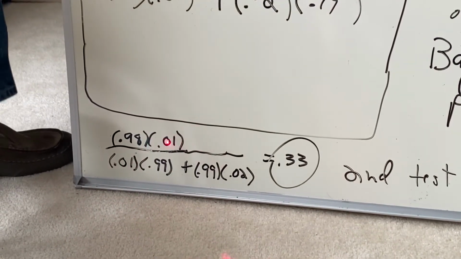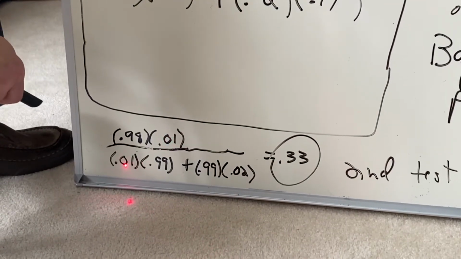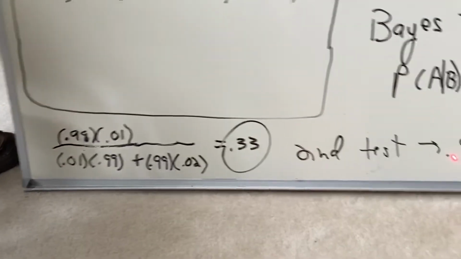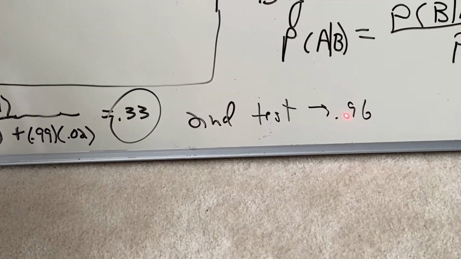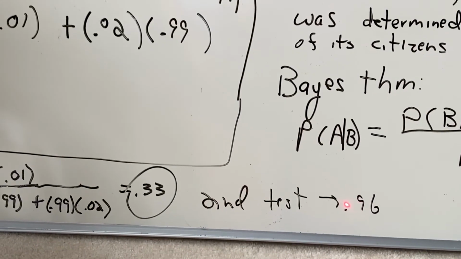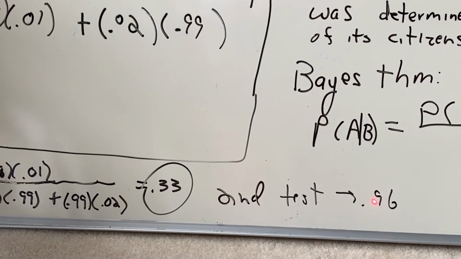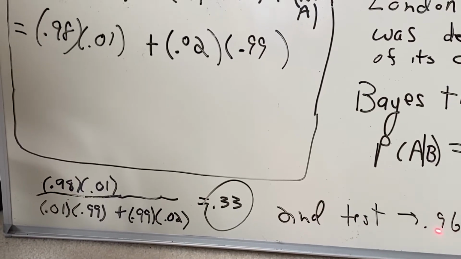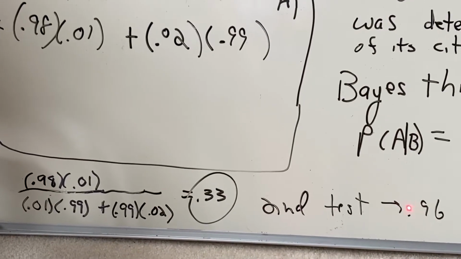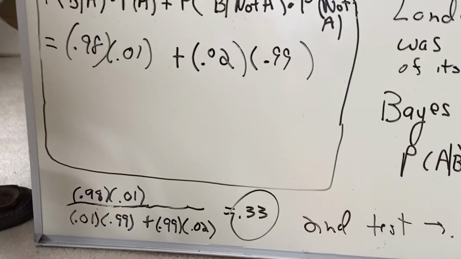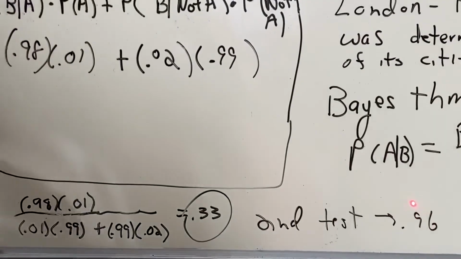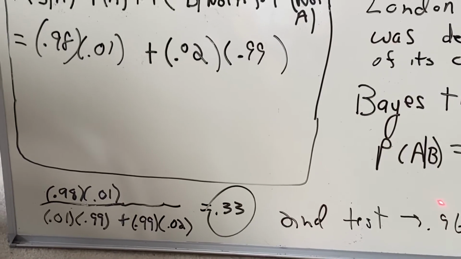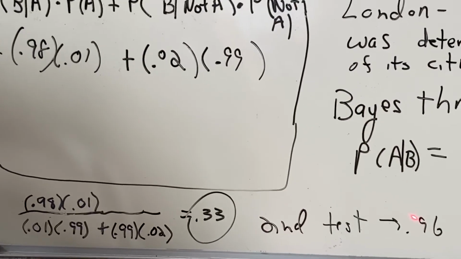I don't show the calculation, but if we substitute a 0.33 here and here, and we calculate it, we get, voila, 0.96. What a difference a second test makes. So again, that's assuming that you get a positive on the second test, right? If you get a negative on the second test, then everything goes out the window here. But a positive on the second test, under these assumptions, says that you have a 96% chance of having COVID with a second positive test. So kind of interesting. We get much closer to 100%.